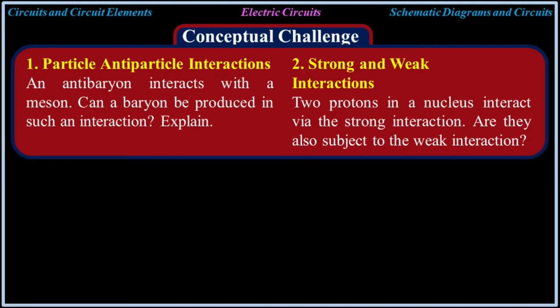Conceptual challenge: particle-antiparticle interactions. An antibaryon interacts with a meson. Can a baryon be produced in such an interaction? Explain. And strong and weak interactions: 2 protons in a nucleus interact via the strong interaction. Are they also subject to weak interactions?